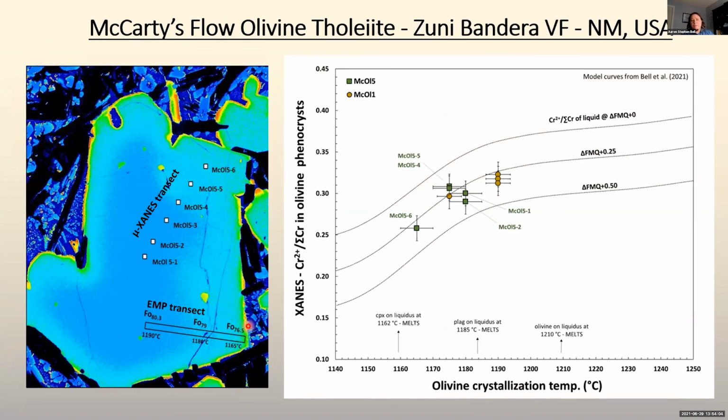Anyway, so I'm going to show you a little bit of data. So this is some data from an olivine from McCarty's flow in the Zuni-Bandera volcanic field. And this shows some XANES data, chromium 2+ to total chromium ratios as a function of temperature. And here I plotted on here isopleths that show basically these are lines of constant FO2. And so you can see where the data plots. And so essentially this particular olivine was grown at about delta FMQ plus 0.25.